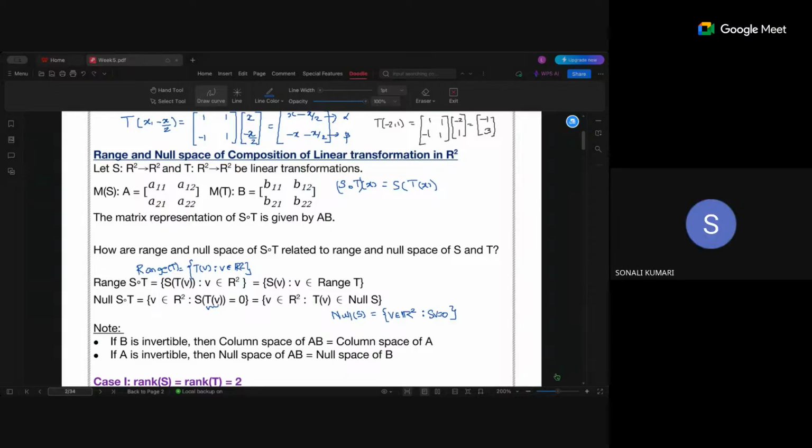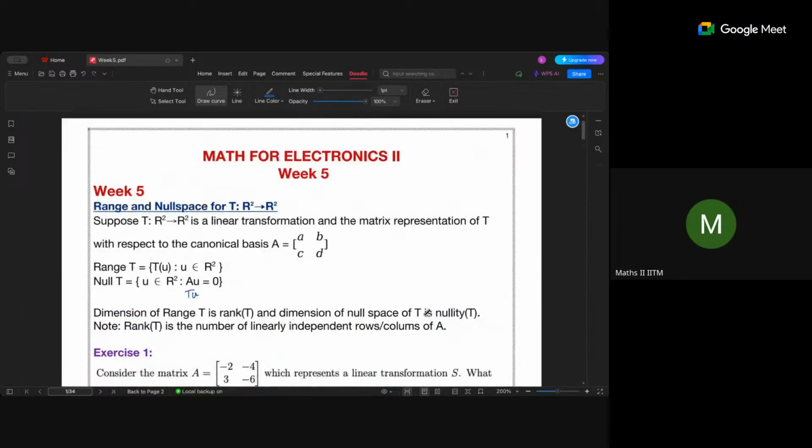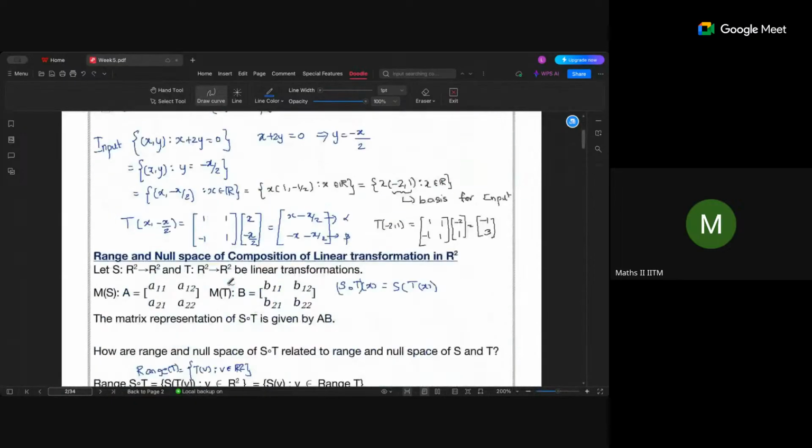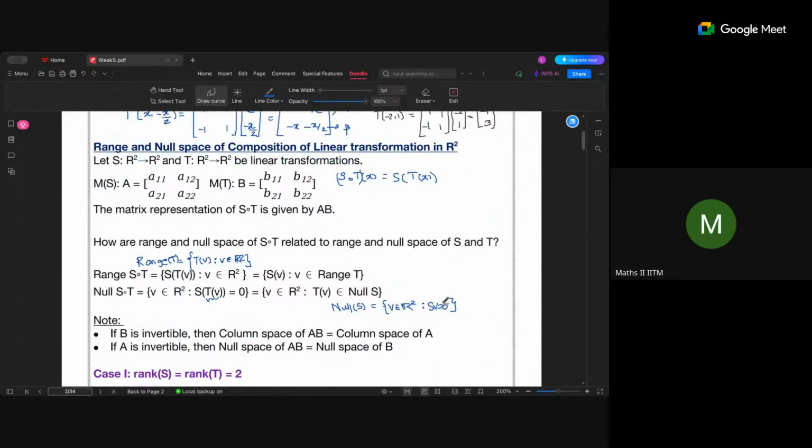Yes or no? What you have written is that S of D equals 0. What is the definition of null space then? So null of T is the set of all U in R2 such that TU equals 0. So instead of T, I have S. So I should have SU equals 0, right? What's the doubt in that? That is the definition of null, right?